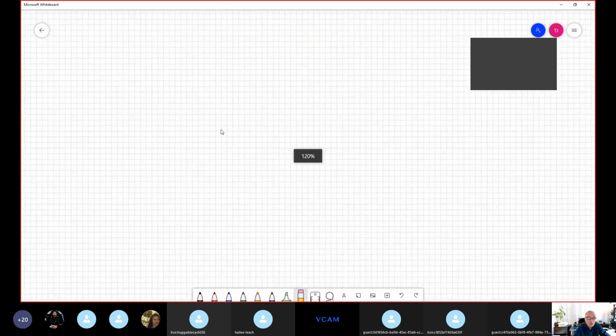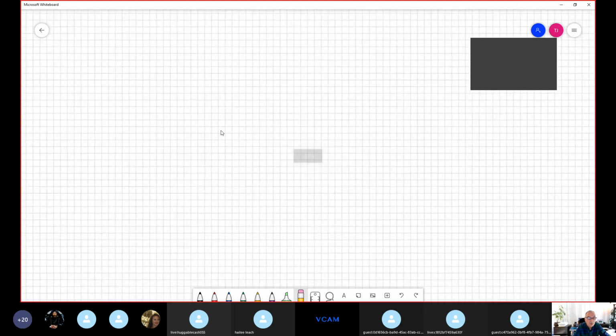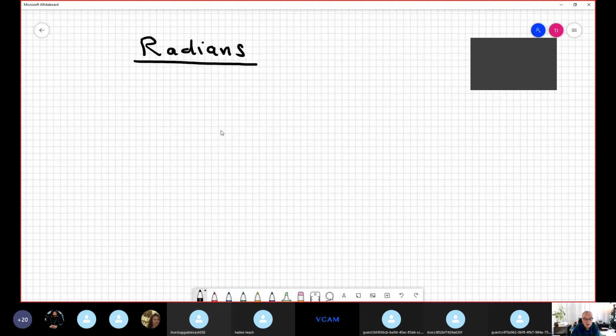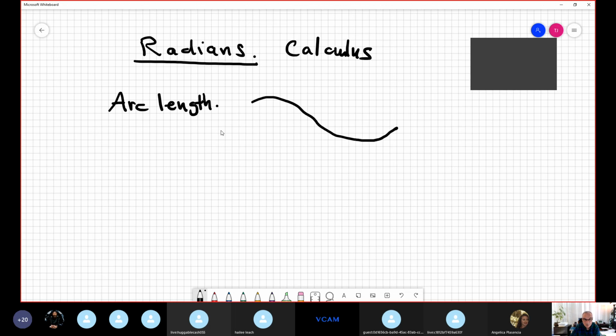Okay, now another way to express the angle is using radians. Radian is the way that is preferred in calculus. In calculus, any trigonometric function is expressed using radians. Let me explain radians. Before explaining the radian, I want to explain what is the arc length. Suppose we have a curve like that. I need to find the length of this arc, one portion of the curve.